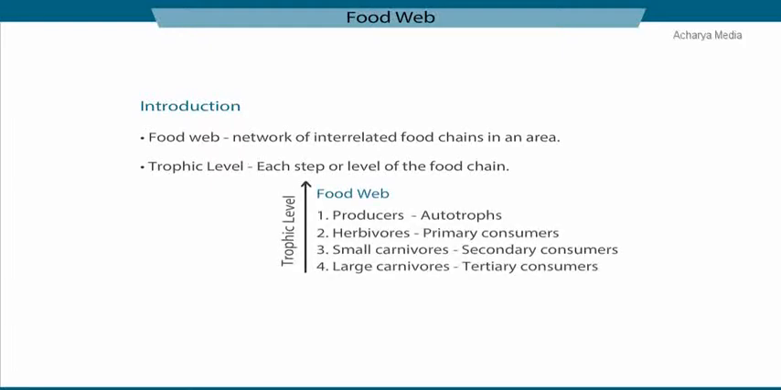The autotrophs or the producers are at the first trophic level. The herbivores or the primary consumers are at the second trophic level. Small carnivores or the secondary consumers are at the third trophic level, and larger carnivores or the tertiary consumers form the fourth trophic level. Thus, a food web maintains the stability of an ecosystem.